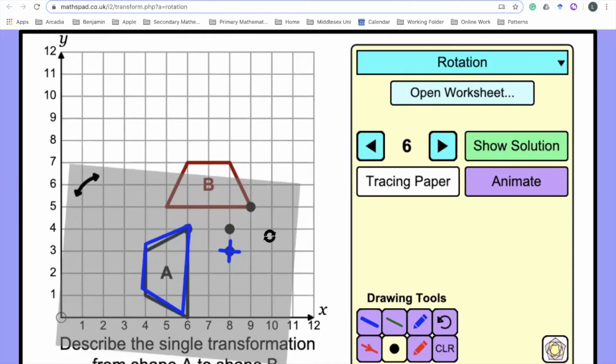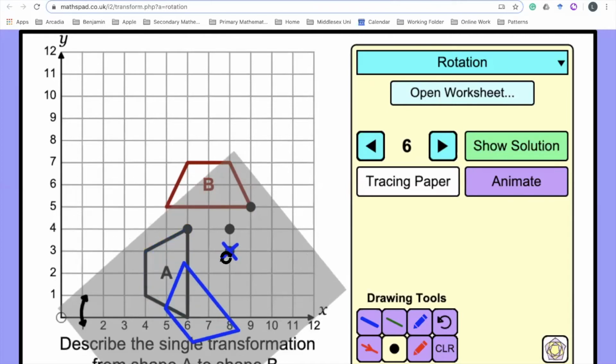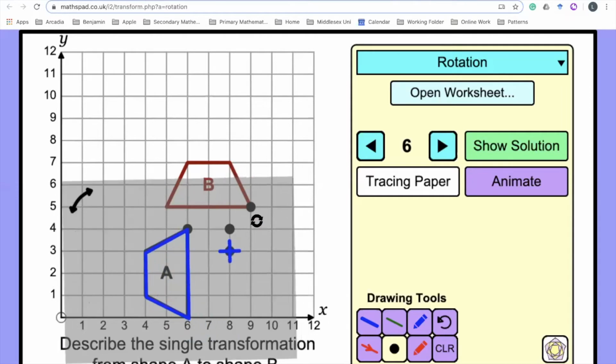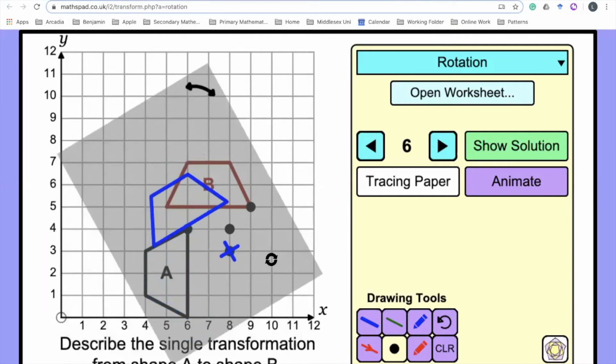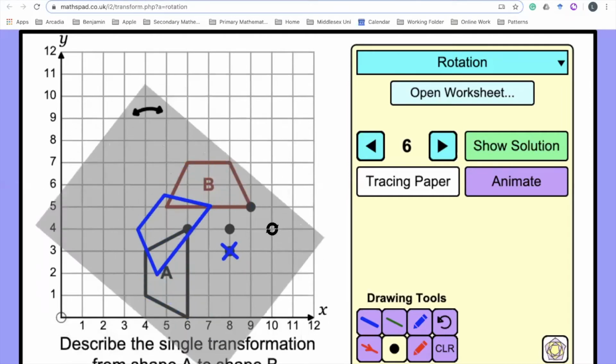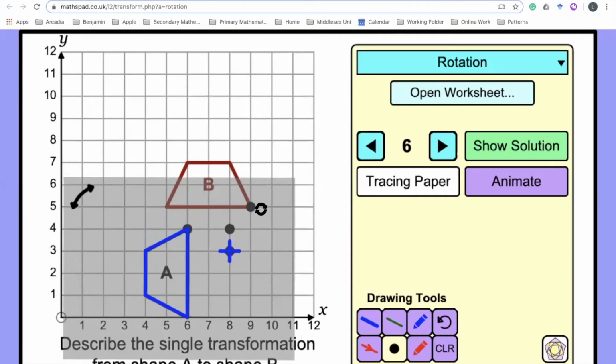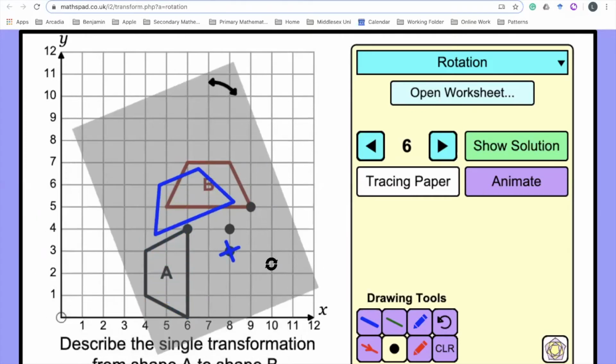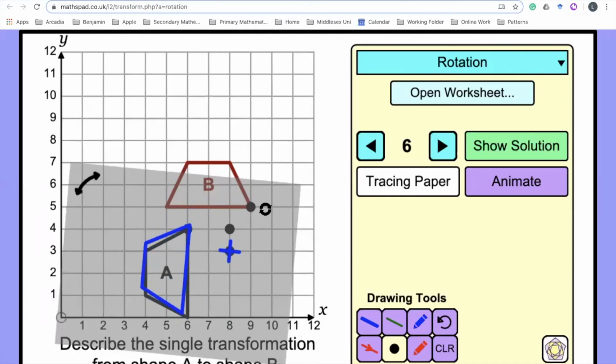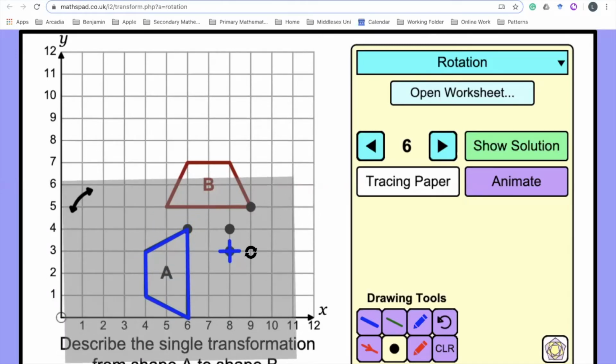So what I'm going to do is, I've got my tracing paper and I'm looking and trying to figure out where the center might be. I kind of got lucky a little bit here and managed to put it in the right place. But if not, you can try this coordinate, this one, this one, and you can try and figure out where it might be.